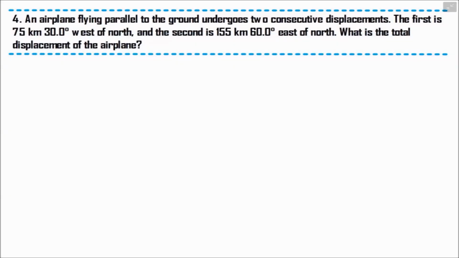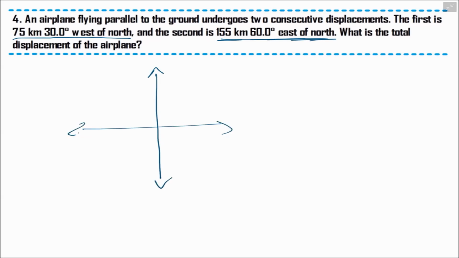Hello, welcome everyone. In this question it says an airplane flying parallel to the ground undergoes two consecutive displacements. The first is 75 kilometers 30 degrees west of north, and the second one is 155 kilometers with 60 degrees east of north. What's the total displacement of the airplane? First of all, let's draw the directions.